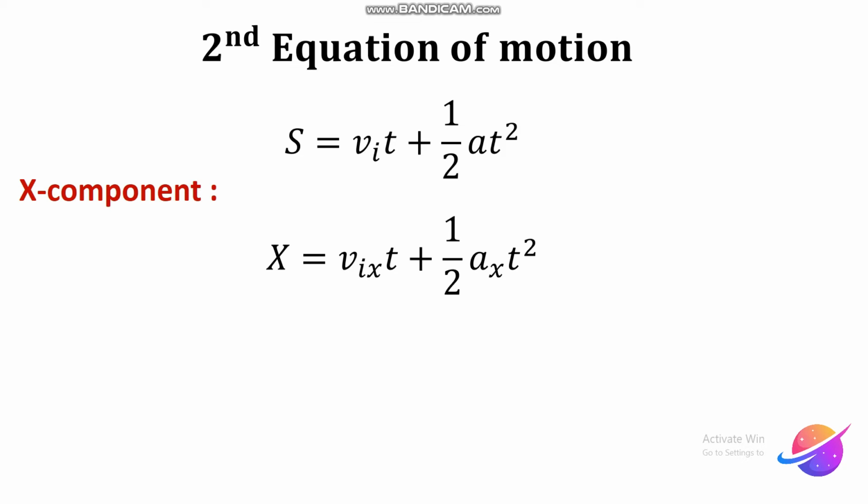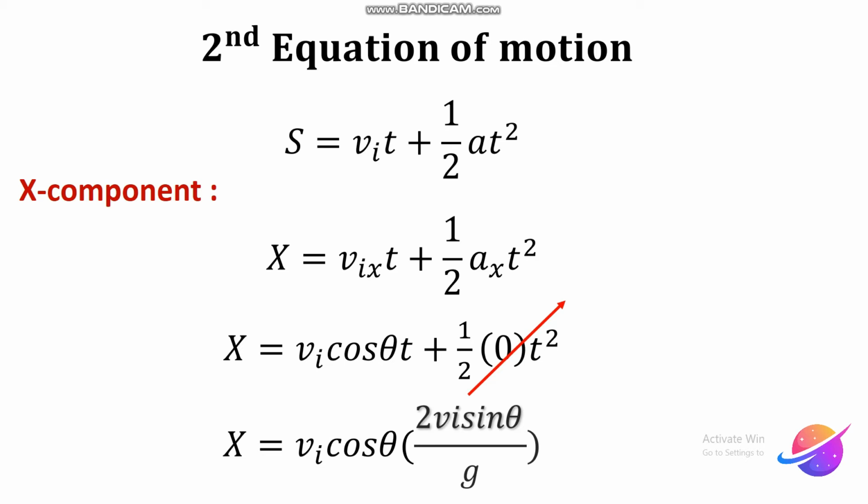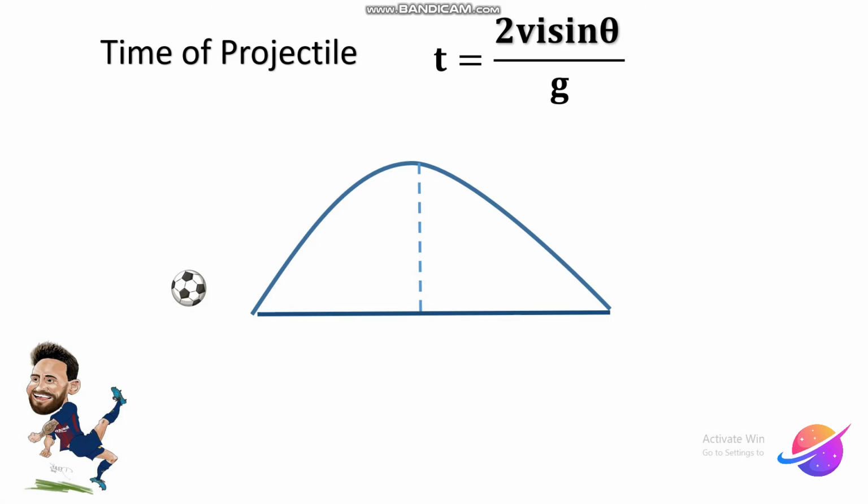So x is equal to vi cos theta t plus half ax t square. What is ax? ax is equal to 0. So this makes the whole term 0. We are only left with x is equal to vi cos theta and t. And what is t? t is the total time of the flight. If you don't know how to derive the equation for t, you can check my previous video on time of the flight.